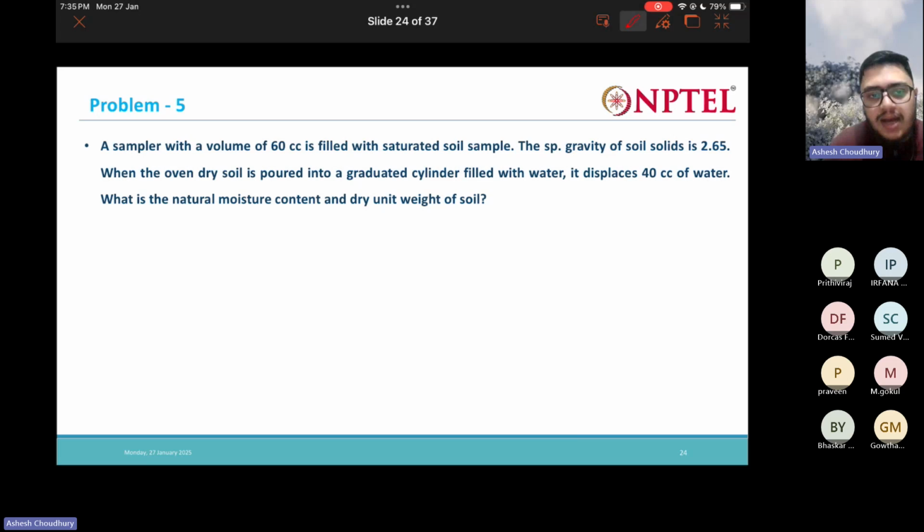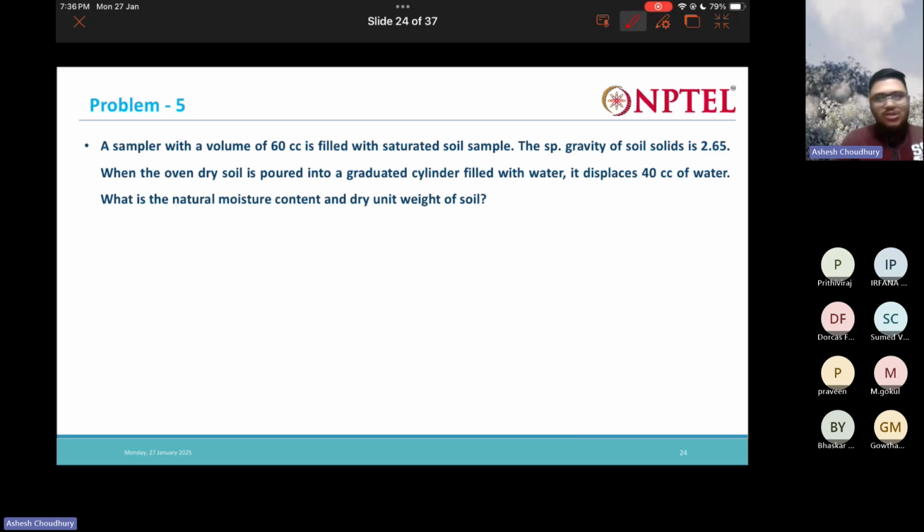So the total volume of the soil is what? 60 cc, and the soil is saturated. The specific gravity of the soil solid is given to you. When the oven dried soil is poured into a graduated cylinder filled with water, it displaces 40 cc of water. That means the volume of soil solids is 40 cc.